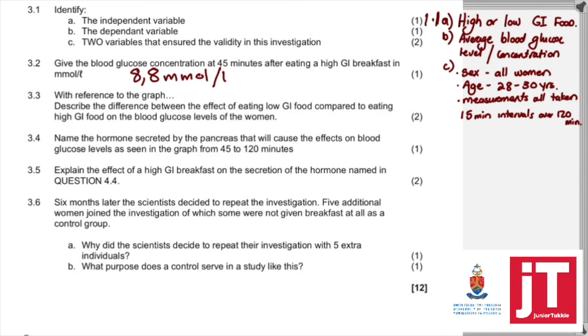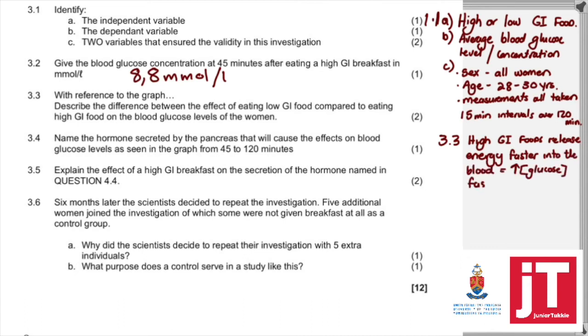So if I had to answer question 3.3, we're simply going to say that high glycemic index foods release energy faster into the blood, because we can see that there is a much steeper gradient for the average glucose concentration for the high glycemic index food. So in other words, glucose is released faster into the blood. And you'll see there I've written at the end a reverse argument is also true. If we refer to the low glycemic index foods, we would say that they release energy slowly into the blood when compared to high, and therefore there will be less glucose moving more slowly into the blood. There's our reverse argument for question 3.3.